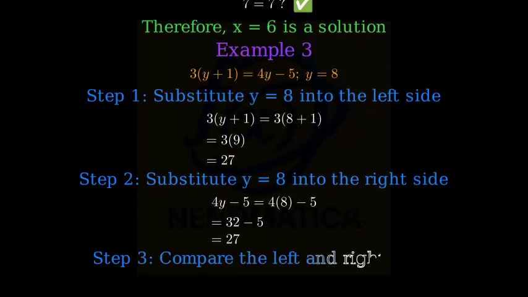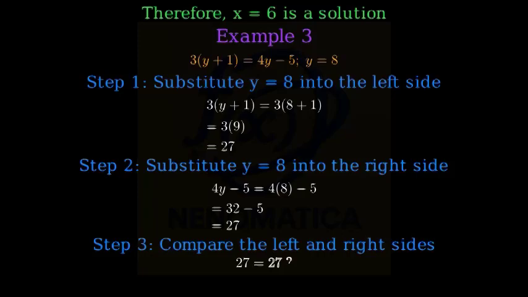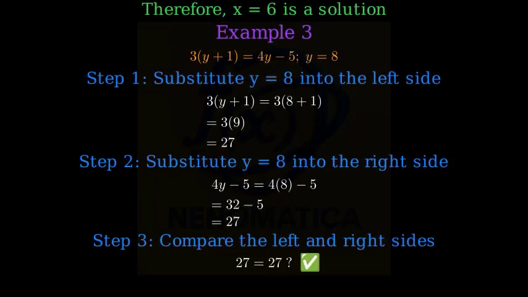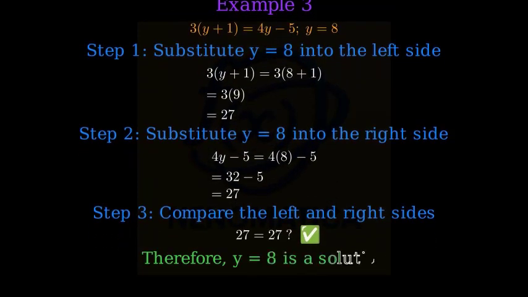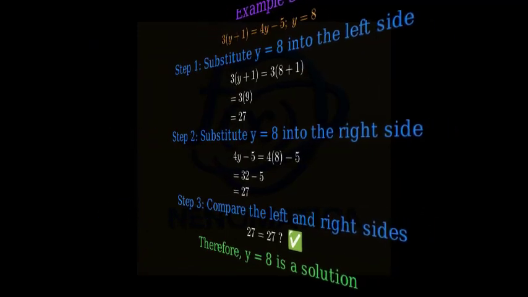Step 3. Compare the left and right sides. We get 27 equals 27, which is true. Since the left side equals the right side after substitution, y equals 8 is indeed a solution to the equation.